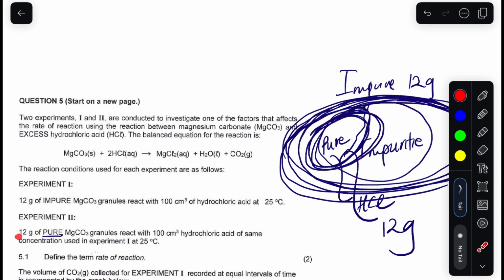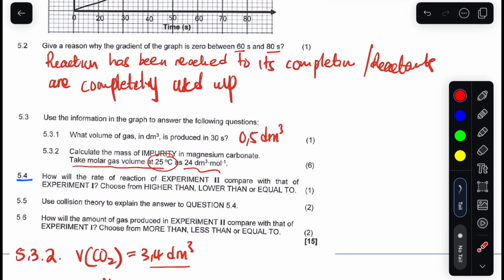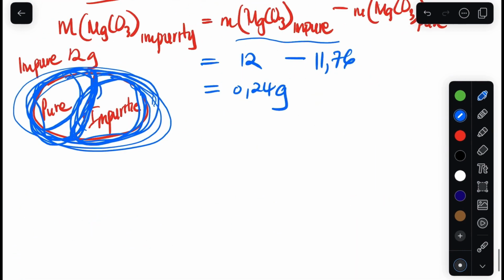So in experiment 2, we are only given the 12 gram of this. Initially in experiment 1, it was 12 gram of this. Now it's 12 gram of this. So this means that this 12 gram in experiment 2 is going to react. So experiment 2 will be higher than experiment 1. The rate will be higher. So the answer in 5.4, the rate is higher than.